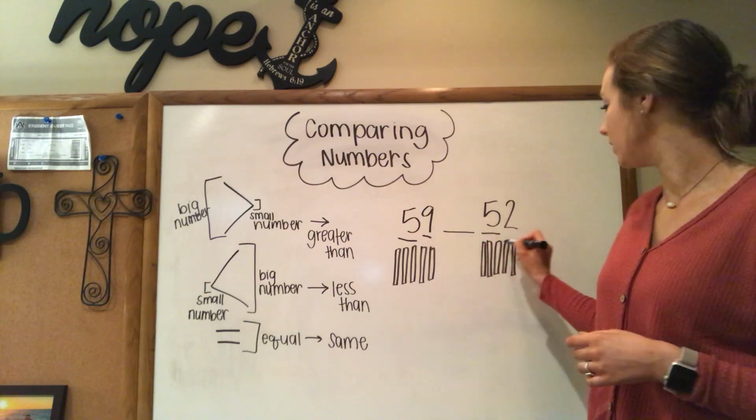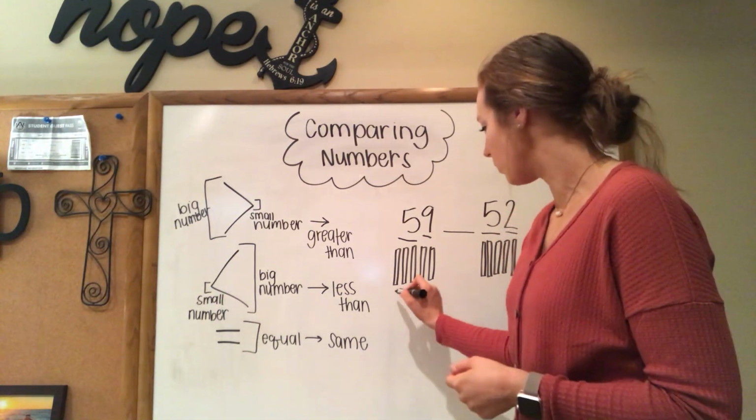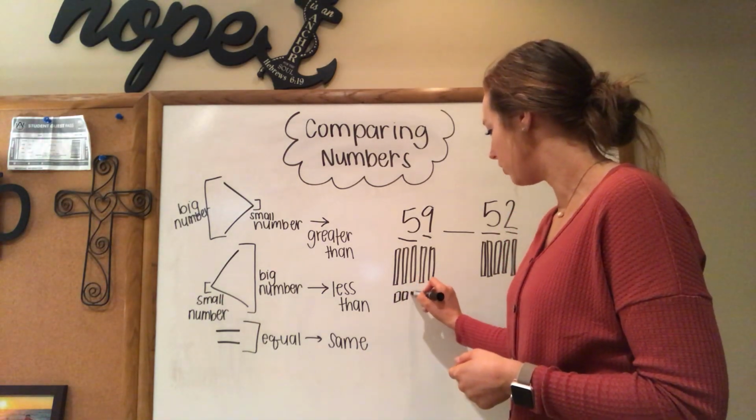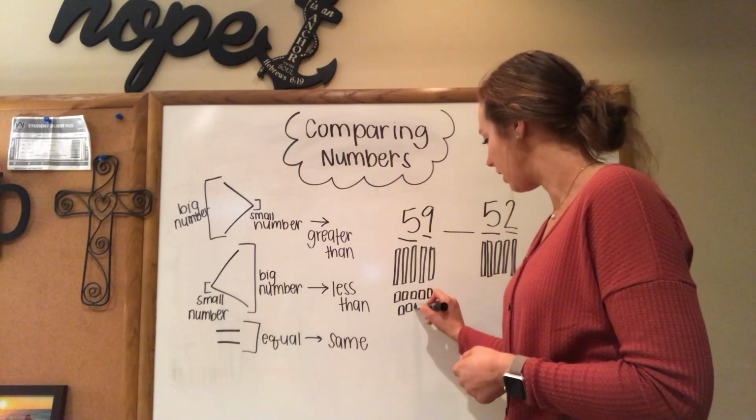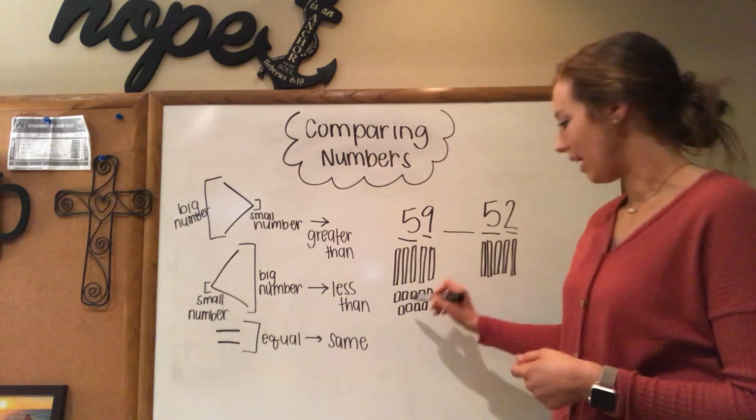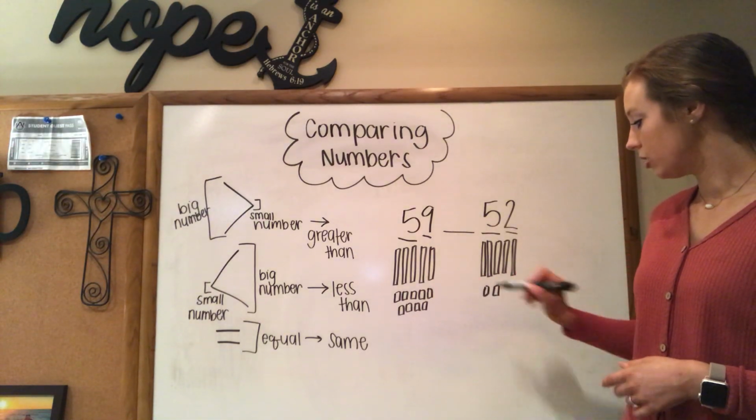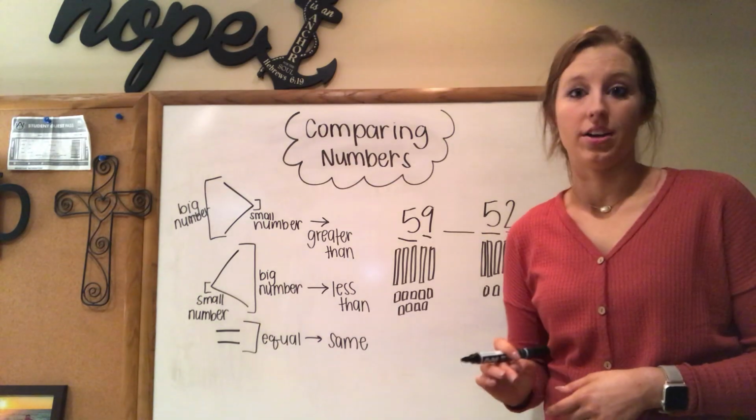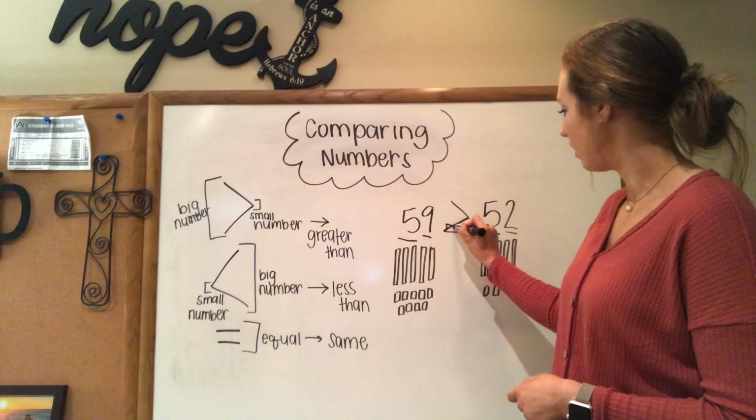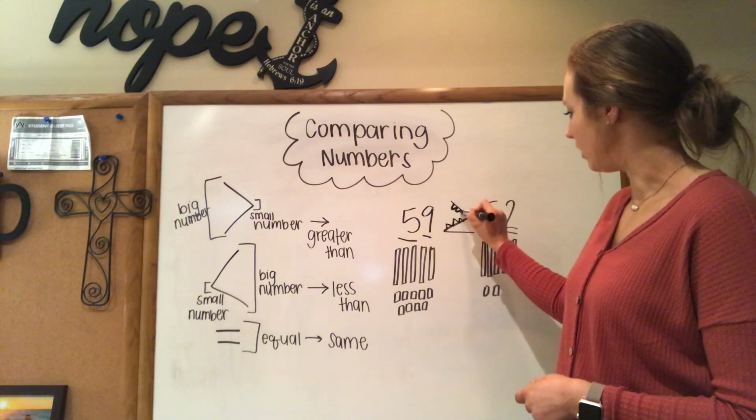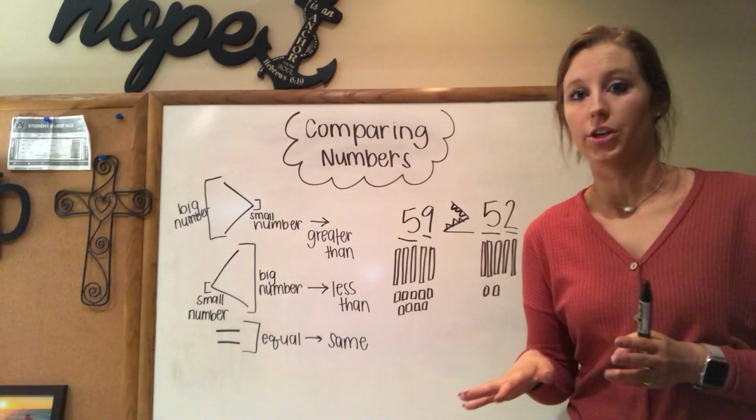Now we have to go into that ones place. Okay, so then we have 9 ones. I'm going to go ahead and just draw it out. So we have 9 ones. 1, 2, 3, 4, 5, 6, 7, 8, 9. Okay, 9 is definitely greater than 2. So we know that 59 is greater than 52.